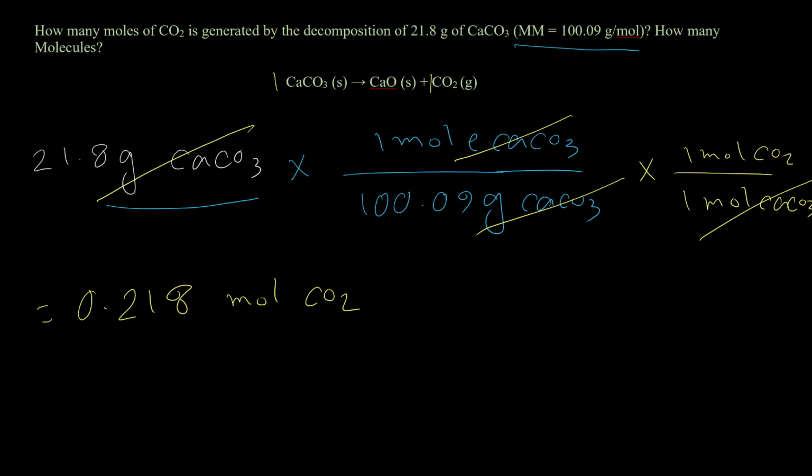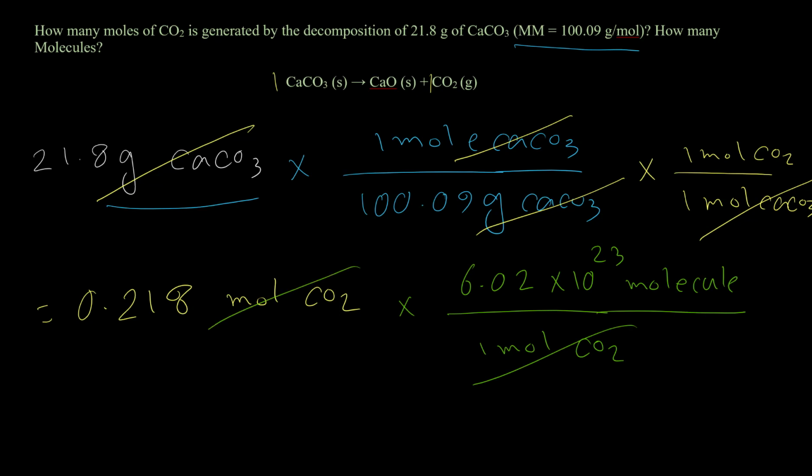For the second part, the question asks how many molecules of CO2. So we can easily convert mole of carbon dioxide to number of molecules by using Avogadro's number. Regarding the definition, 1 mole of any compound or element is equal to 6.02 times 10 to the 23 molecules. So mole of carbon dioxide cancels out. Then the answer will be 1.31 times 10 to the 23 molecules.